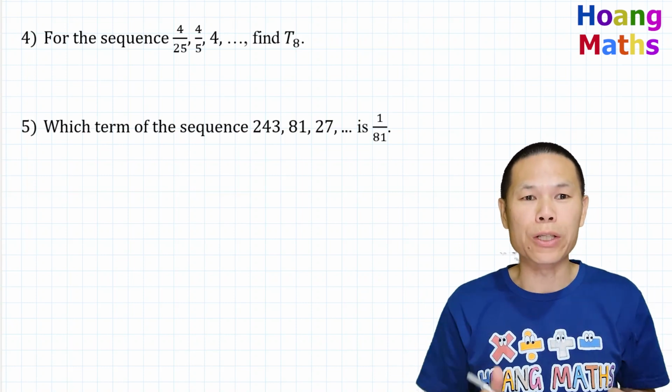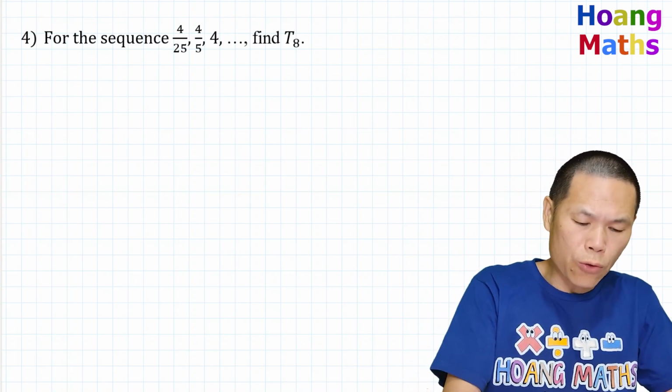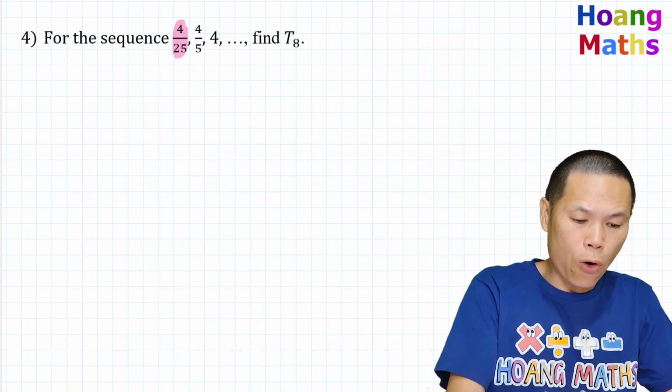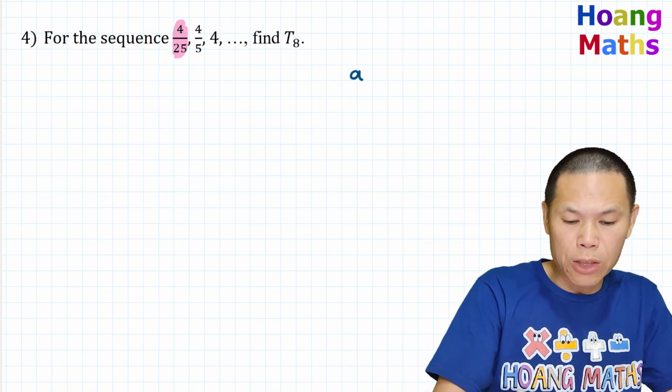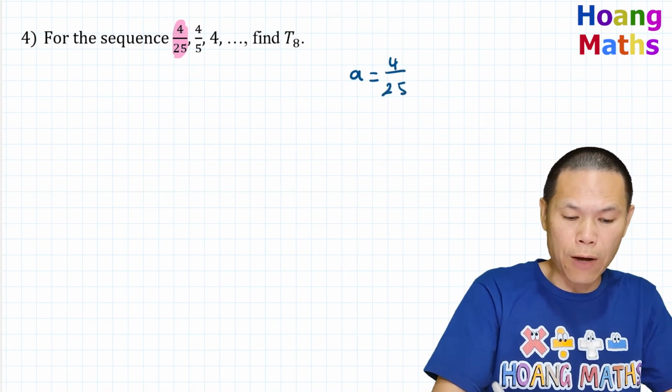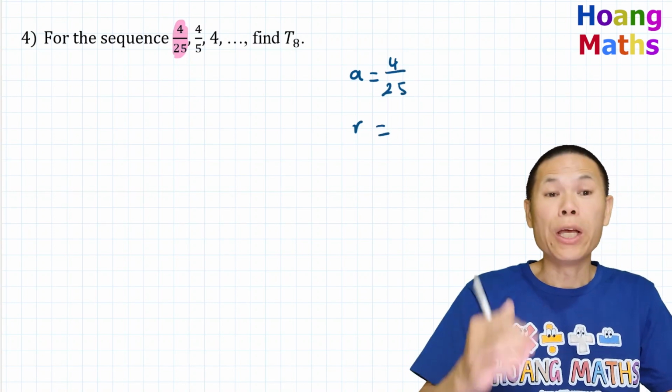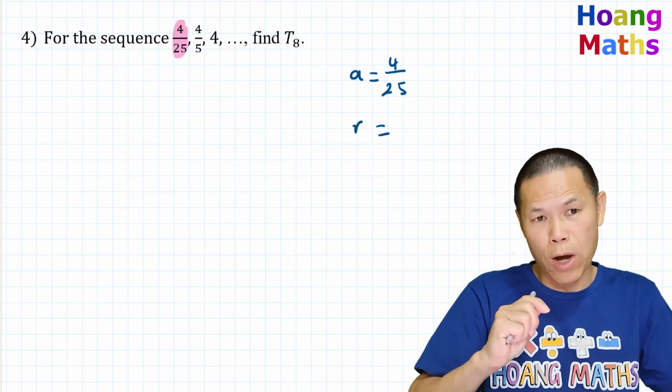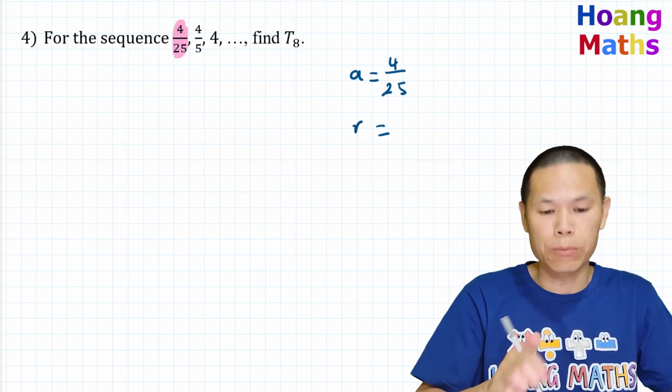So let's get into it. First of all, we know that A is 4 over 25. Let me just write this down. A is 4 over 25. And the common ratio is term 2 over term 1, or term 3 over term 2.